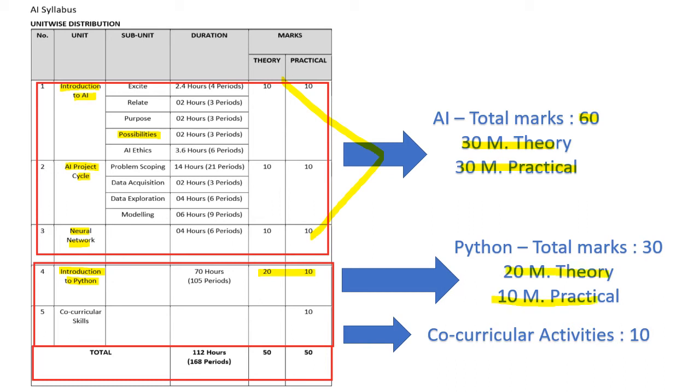And the last one is co-curricular skills. This is 10 marks. So the total syllabus is of 100 marks. In AI, a total of 100 marks is there, 50 theory and 50 practical.